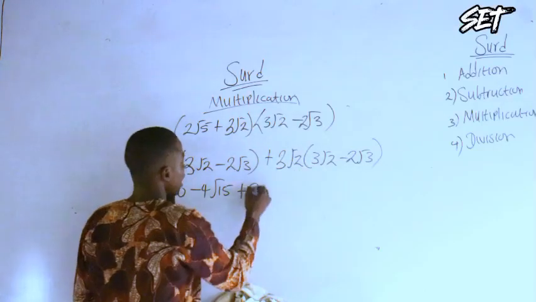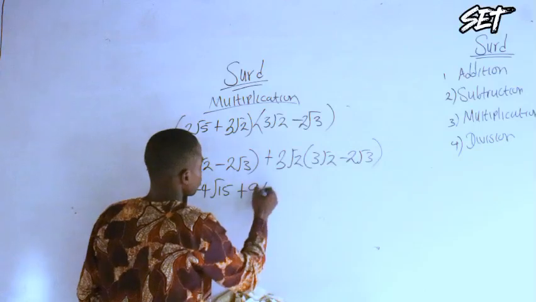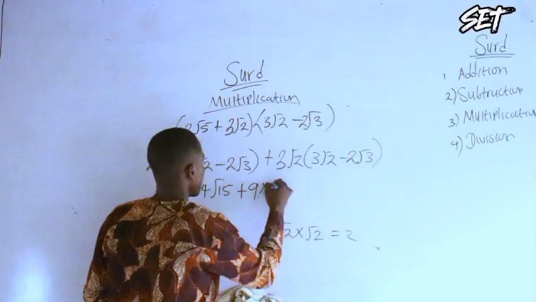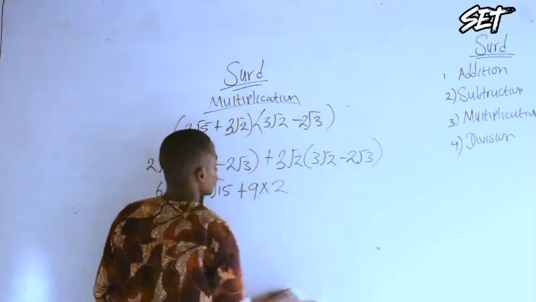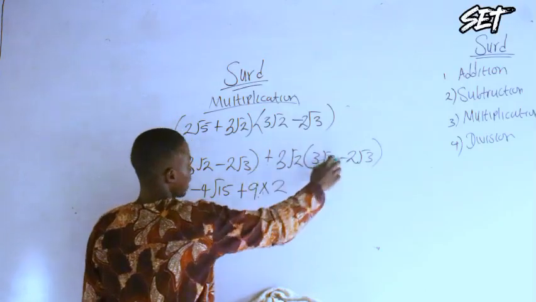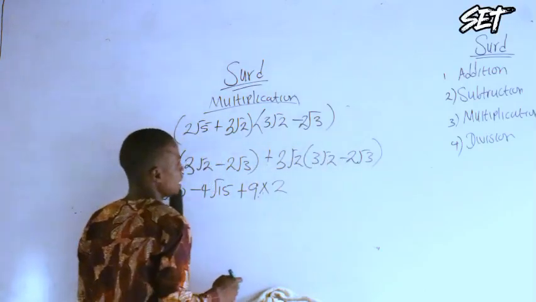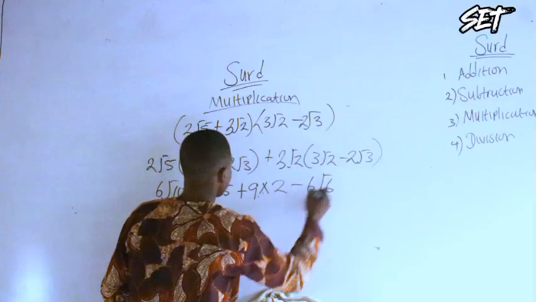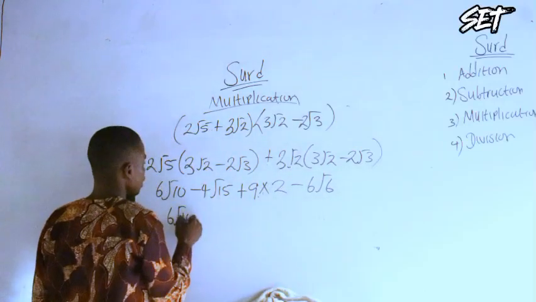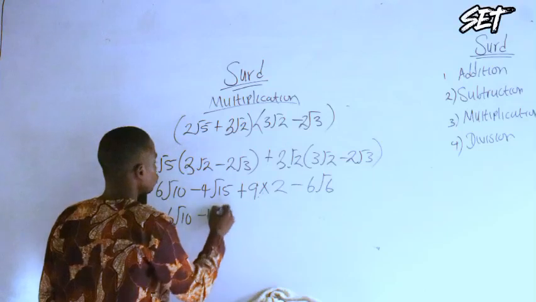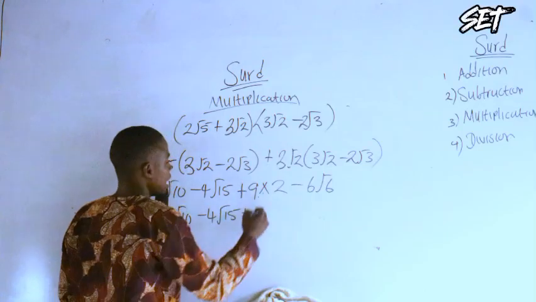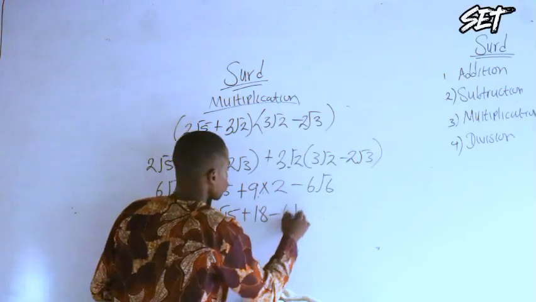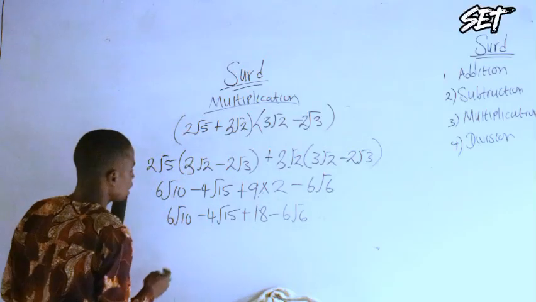Plus this one and this is what? Can you tell me? 9. And what? This root 2 times root 2, can you give me? It is 2. That's 2. And plus times minus. Notice that. Plus times minus is what? Minus. This one and this is what? 6. And this one and this is what? Root 6. Now, 6 root 10 minus 4 root 15 and 18 minus 6 root 6.